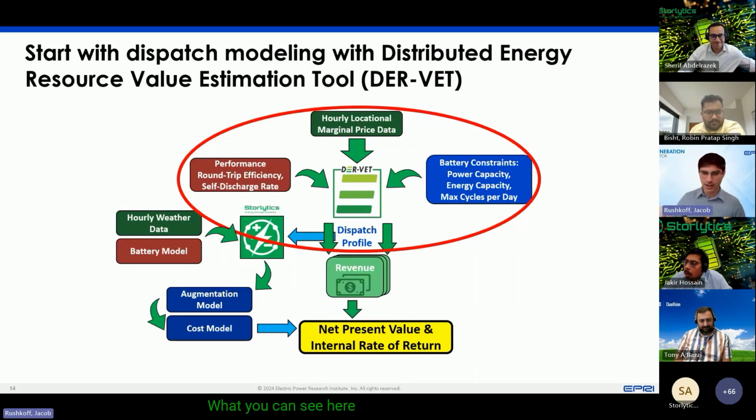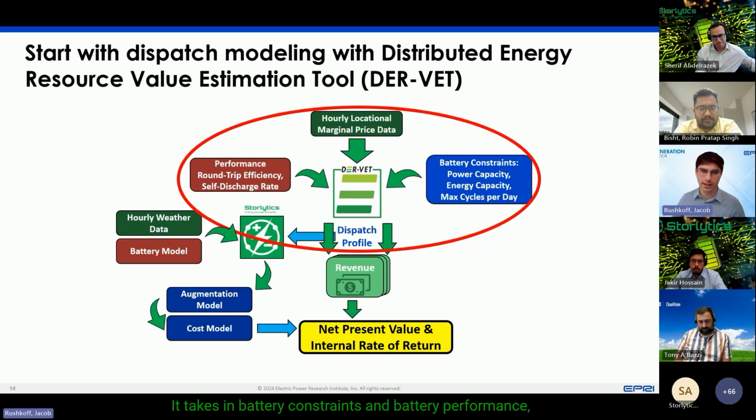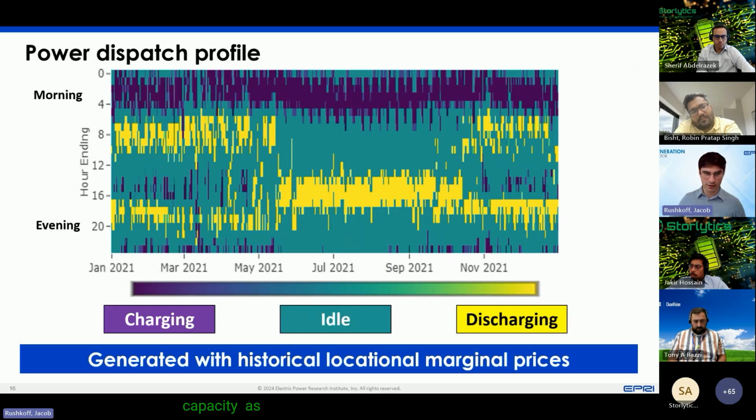But what you can see here is the tool itself takes in LMP, or locational marginal price data, over a full year. It takes in battery constraints and battery performance, such as round trip efficiency, self-discharge rate, the power and energy capacity. As a result, it produces this power dispatch profile.